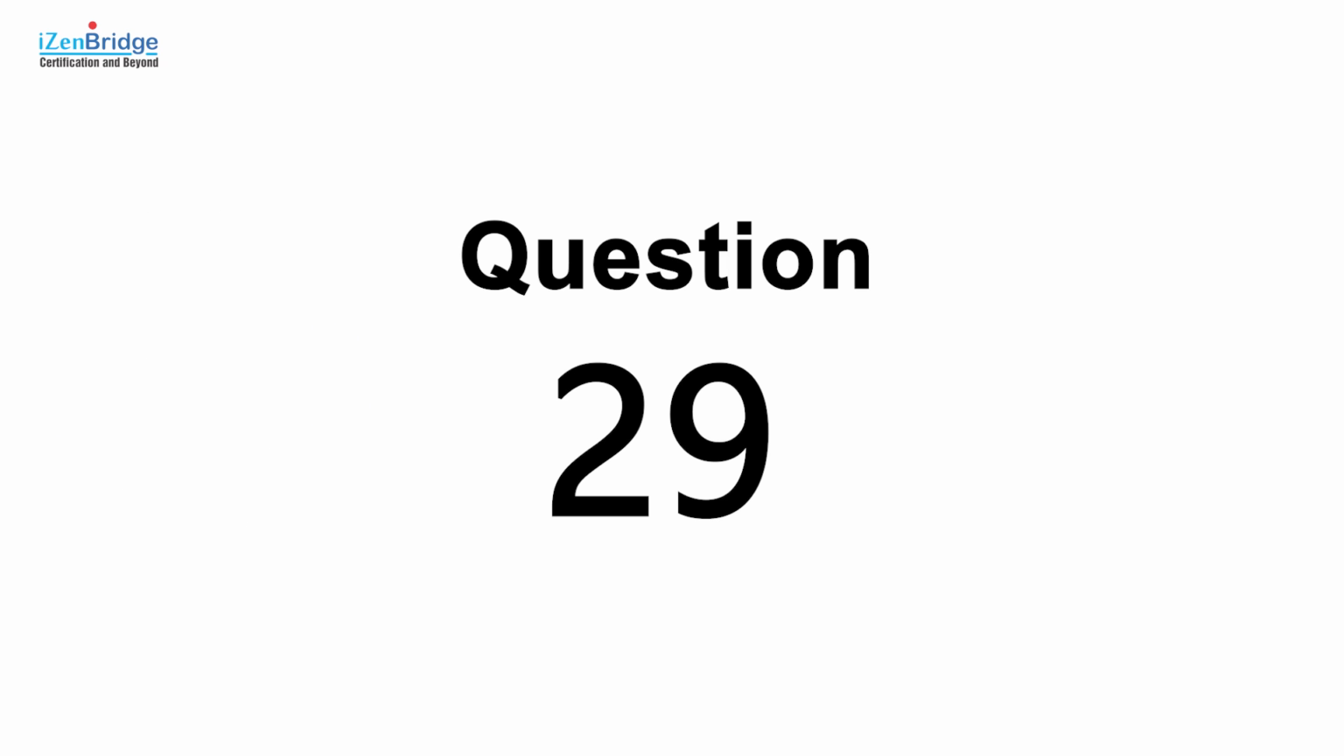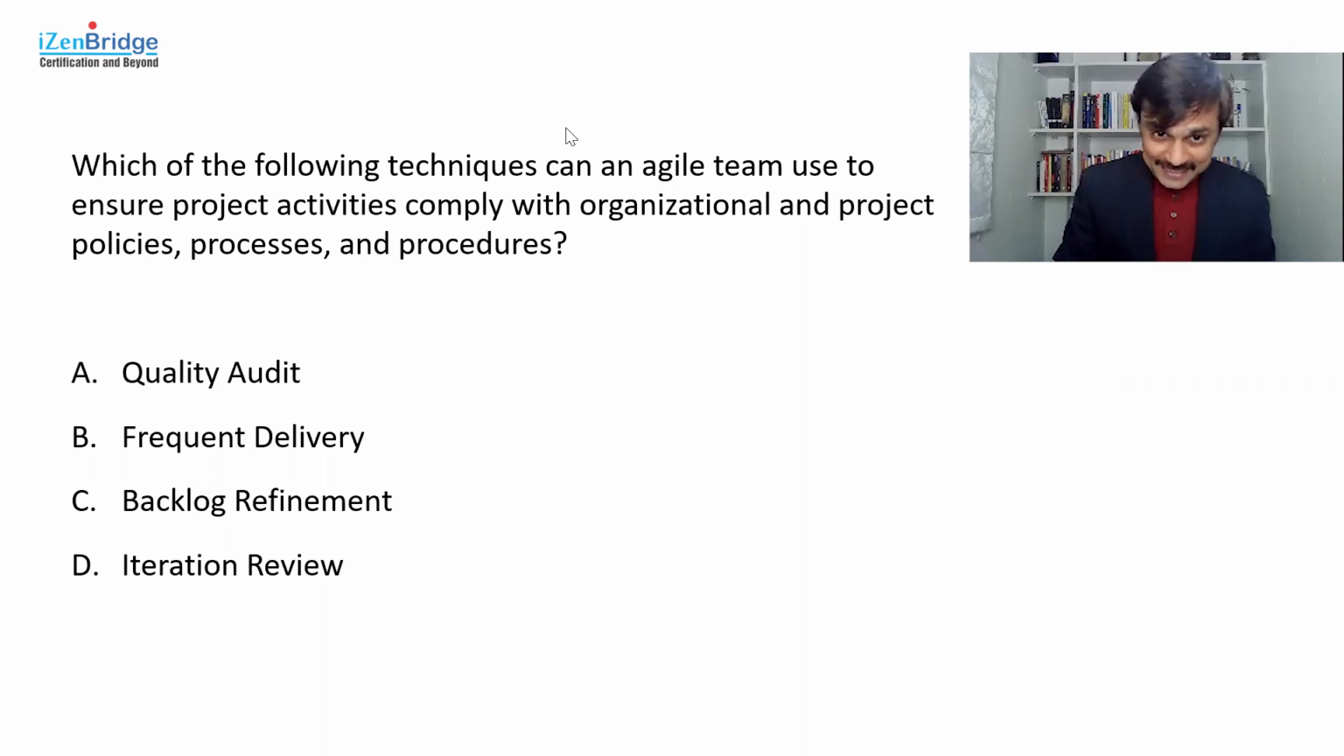Question 29. Which of the following techniques can an agile team use to ensure project activities comply with organizational and project policies, processes, and procedures? Okay, yeah. A, quality audit. B, frequent delivery. C, backlog refinement. D, iteration review.